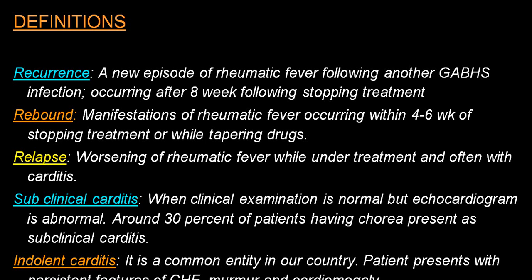Subclinical carditis is when clinical examination is normal but the echocardiogram is abnormal. Around 30% of patients having chorea will have subclinical carditis, so chorea may invariably be associated with subclinical carditis. Indolent carditis is a common entity in our country where the patient presents with persistent features of congestive heart failure, murmur and cardiomegaly. These are a few of the words used in rheumatic fever.